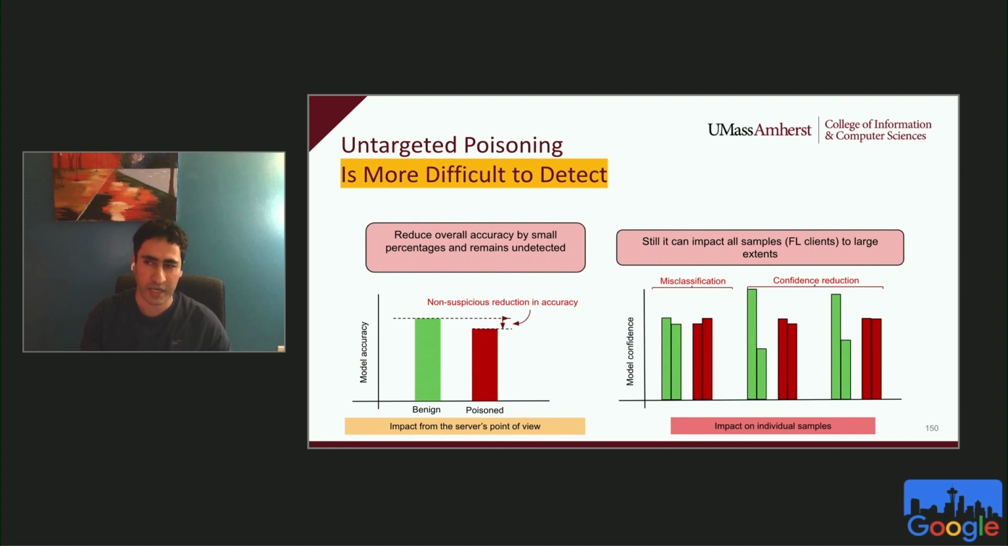Targeted and backdoor attacks by design introduce a disparity of performance between the target samples and the rest of the samples. Therefore, this could be used to detect the use of targeted or backdoor attacks. On the other hand, untargeted attacks are designed to equally impact all input samples, and therefore, in practice, they could go undetected for a much longer time. Your model could be poisoned with untargeted poisoning for a very long time without being detected.